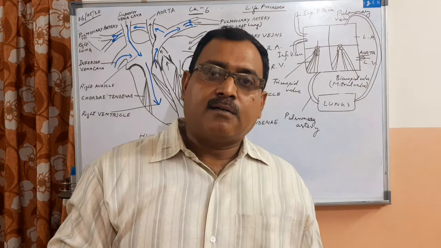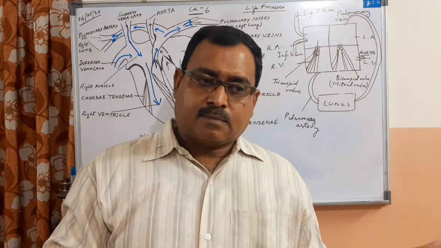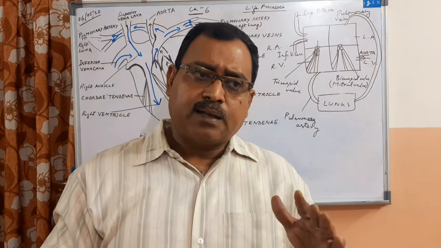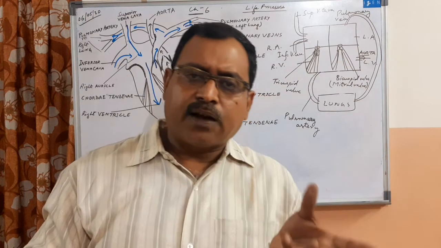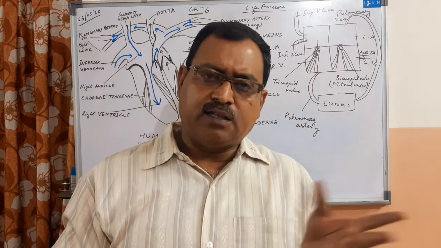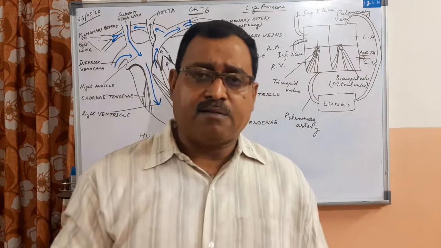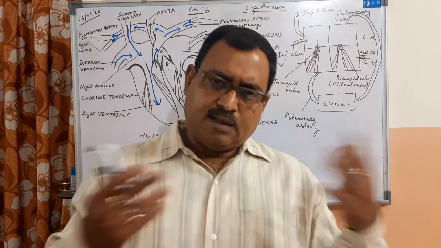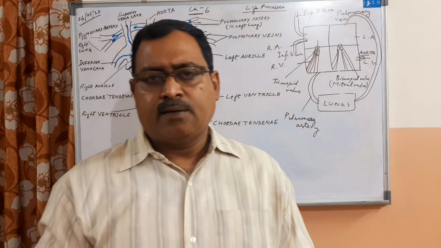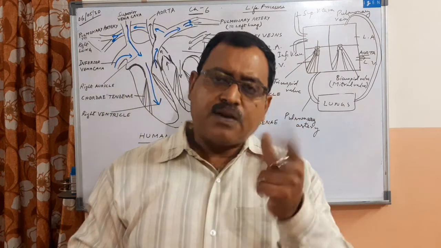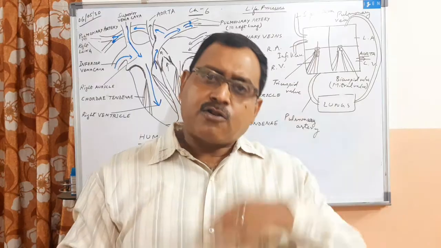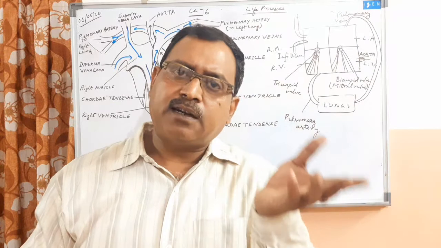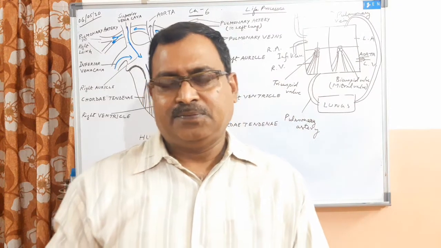In some other animals we find that some mixing of the deoxygenated blood and oxygenated blood is permissible. For example, in case of amphibians and reptiles. These amphibians have a 3-chambered heart. So there, partially the deoxygenated blood and oxygenated blood gets mixed.